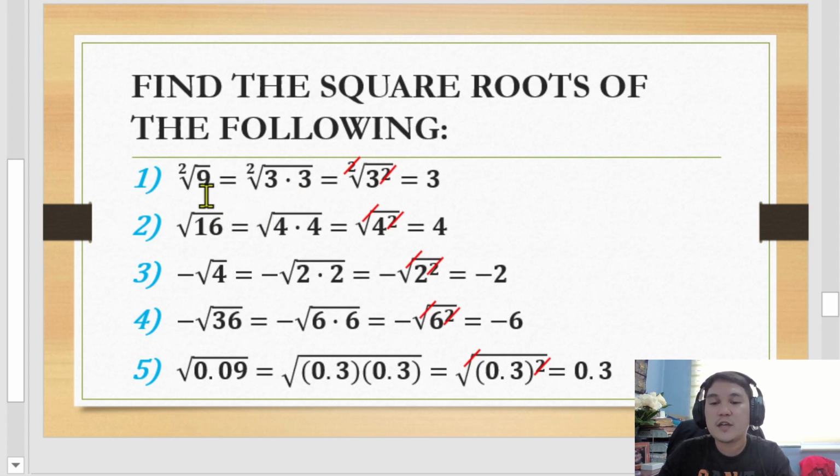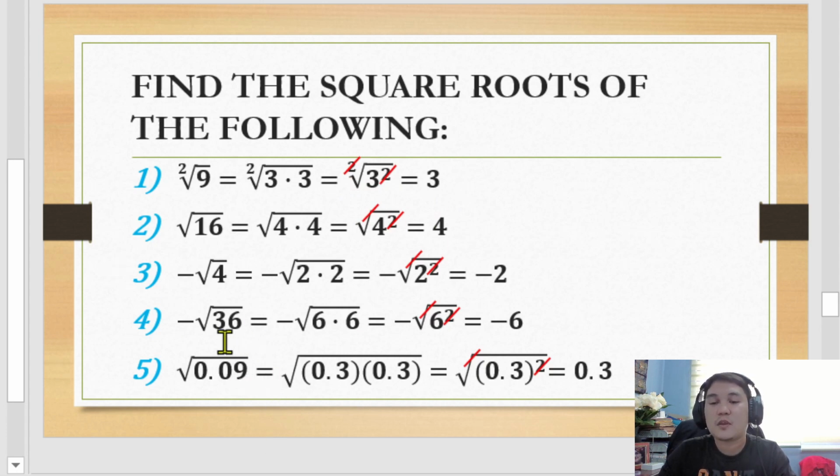So the factors of 9 are 3 and 3. This 3 times 3 will be changed into its exponential form. That is 3 squared. So that is square root of 3 squared. The index 2 and the exponent 2 will be cancelled out. And the answer for number 1 is 3.